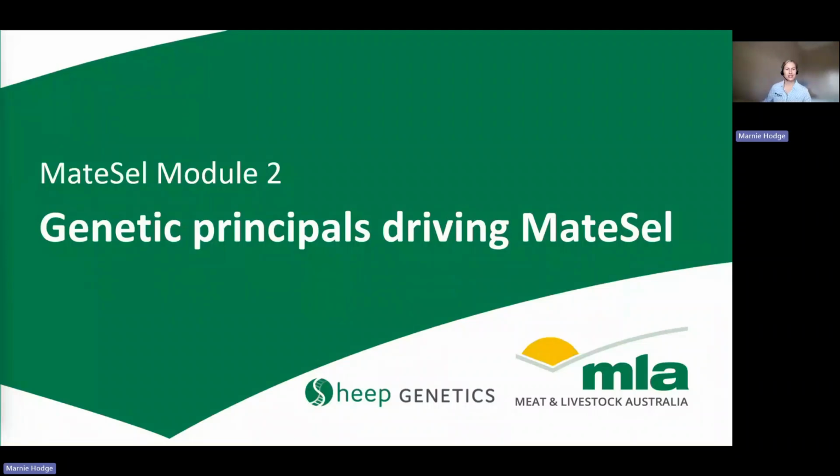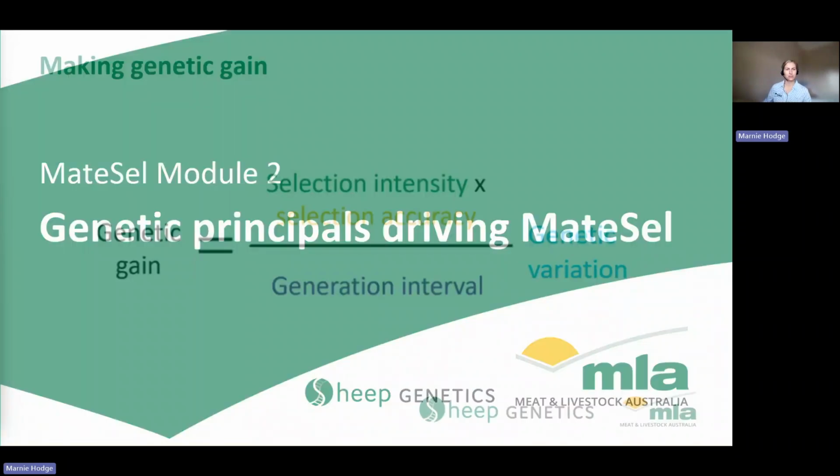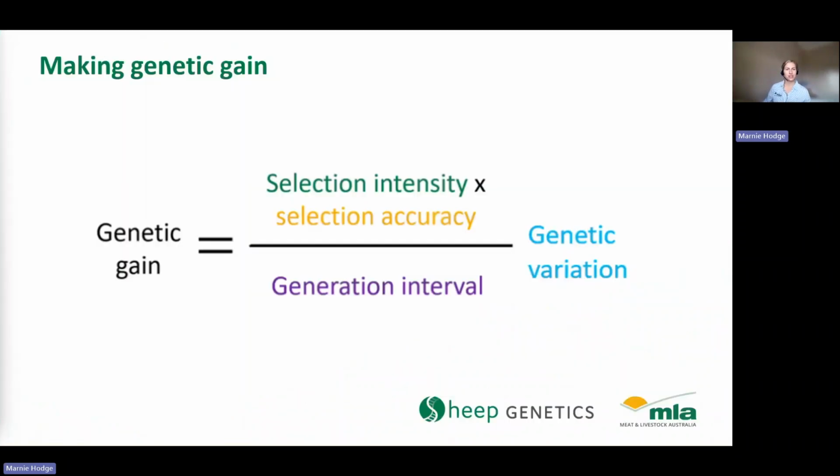In Module 2, we look at the genetic principles driving MateSel. First, to understand this, we need to understand how to make genetic gain. So genetic gain can be calculated very simply. We look at the breeder's equation, which looks at the rate of genetic gain that can be calculated, also called the response to selection.